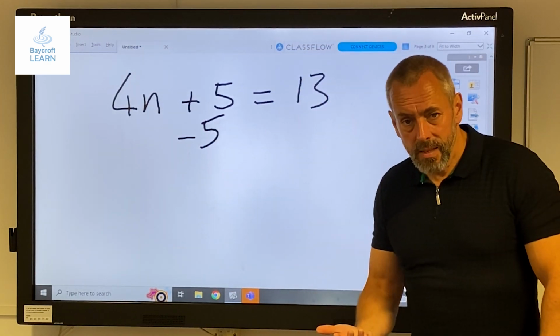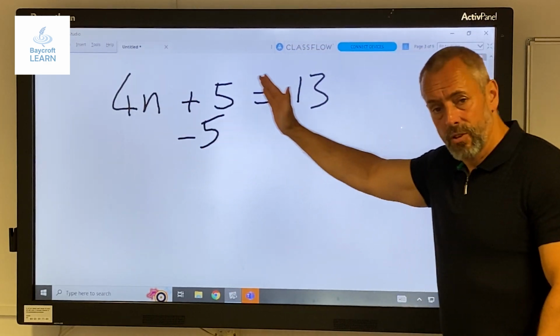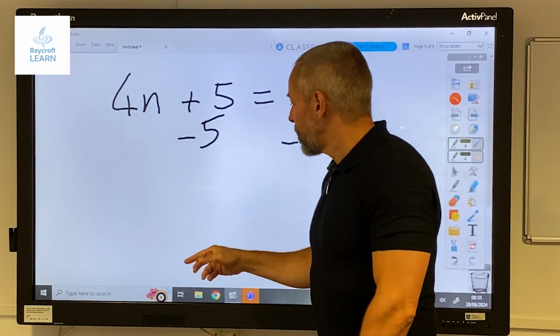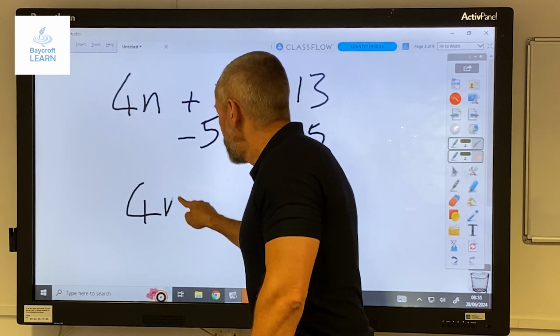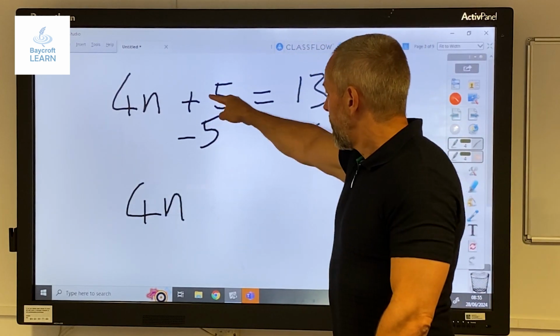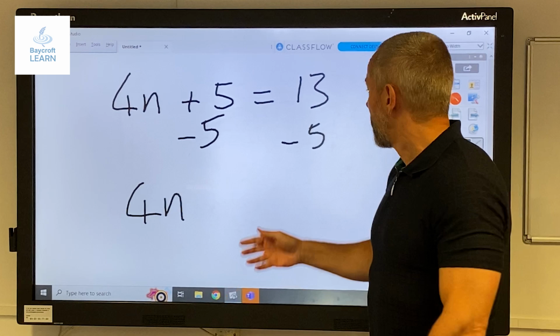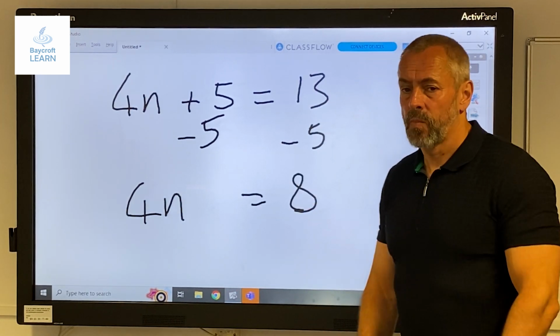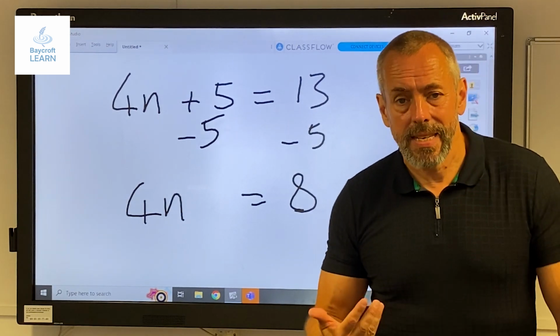But we're using the balancing method. What we do on one side, we have to do on the other. So we're going to take away 5 from this side as well. So then we're going to rewrite the question. Well, we've now got 4n, 4 lots of n. 5 take away 5 means we've got nothing left, equals 13 take away 5 gives us 8. So we now know that 4 lots of n is 8.